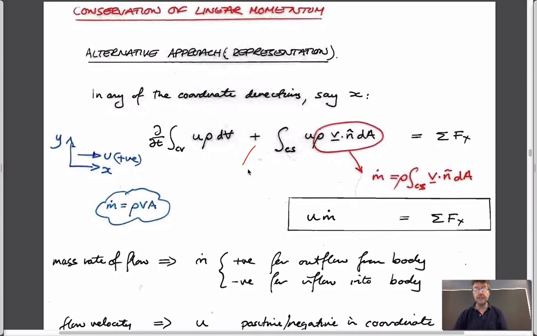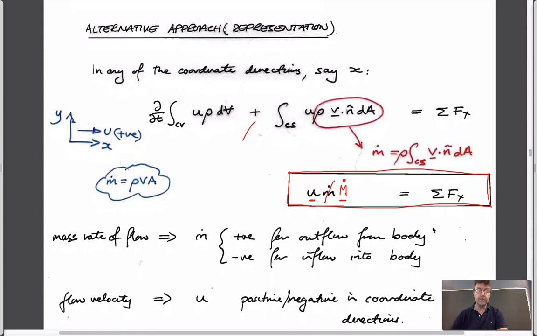So this is finally the expression that you might want to use. It looks a bit more simple than everything else. We've written this before; we've called this uppercase m dot, but it's the same thing. It's just saying that flow velocity across a surface multiplied by the mass rate of flow across that surface has to equal the sum of forces resolved in that direction. You can do it in x, y, or z, but you'll only do it one at a time.